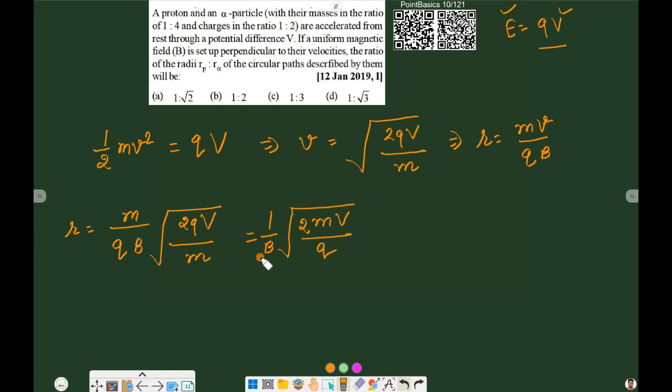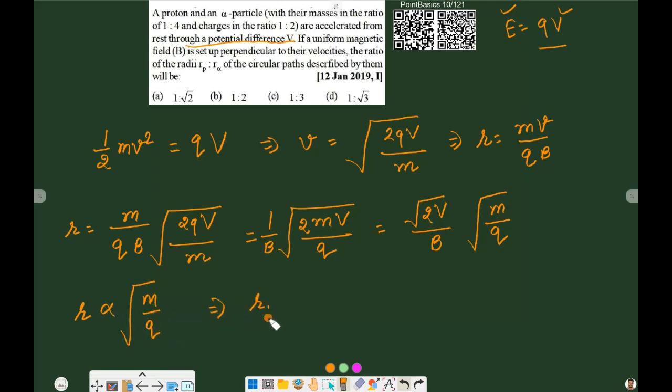Now out of all these terms, magnetic field is the same for everybody, 2 is constant, and potential is the same as mentioned. So we can write it as twice the potential divided by magnetic field, into under root of mass by charge. These terms are constant as they are the same for both proton and alpha particle, and these two terms, mass and charge, will be variable. So we can say radius is proportional to root of mass by charge.